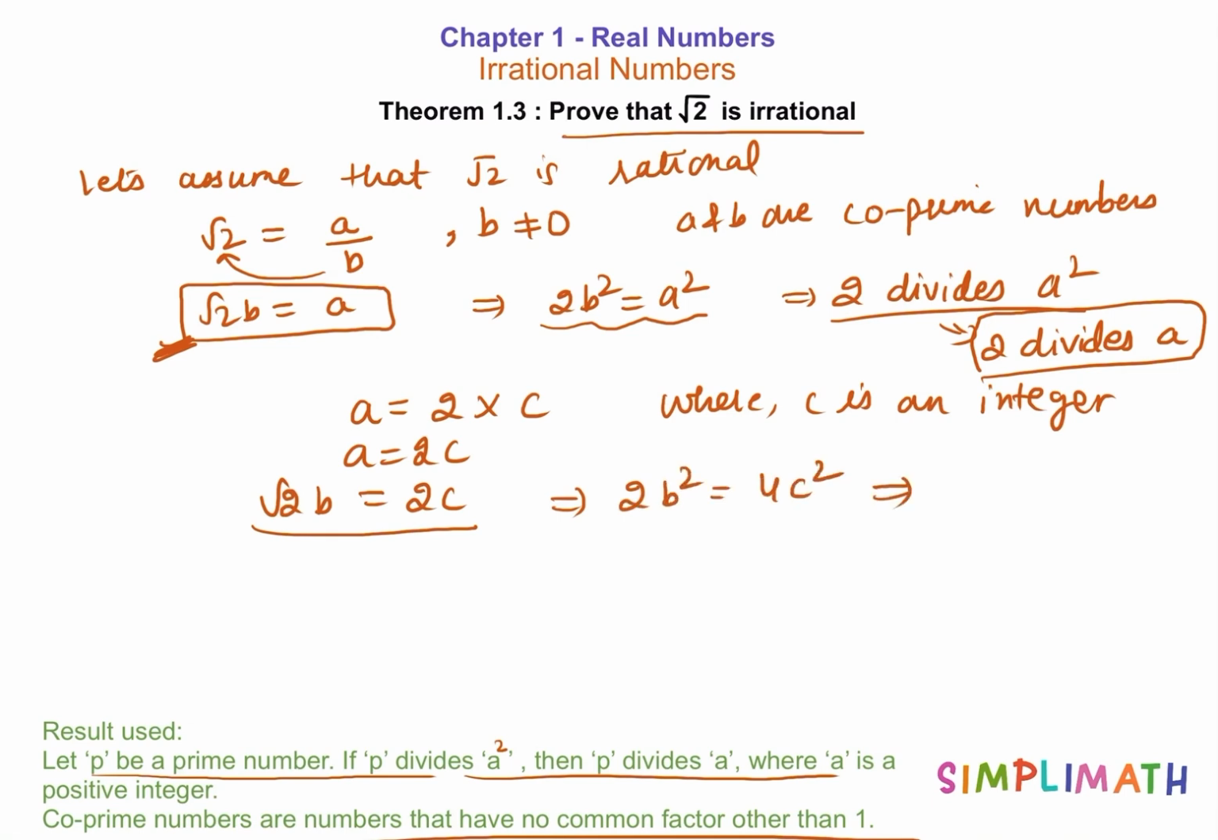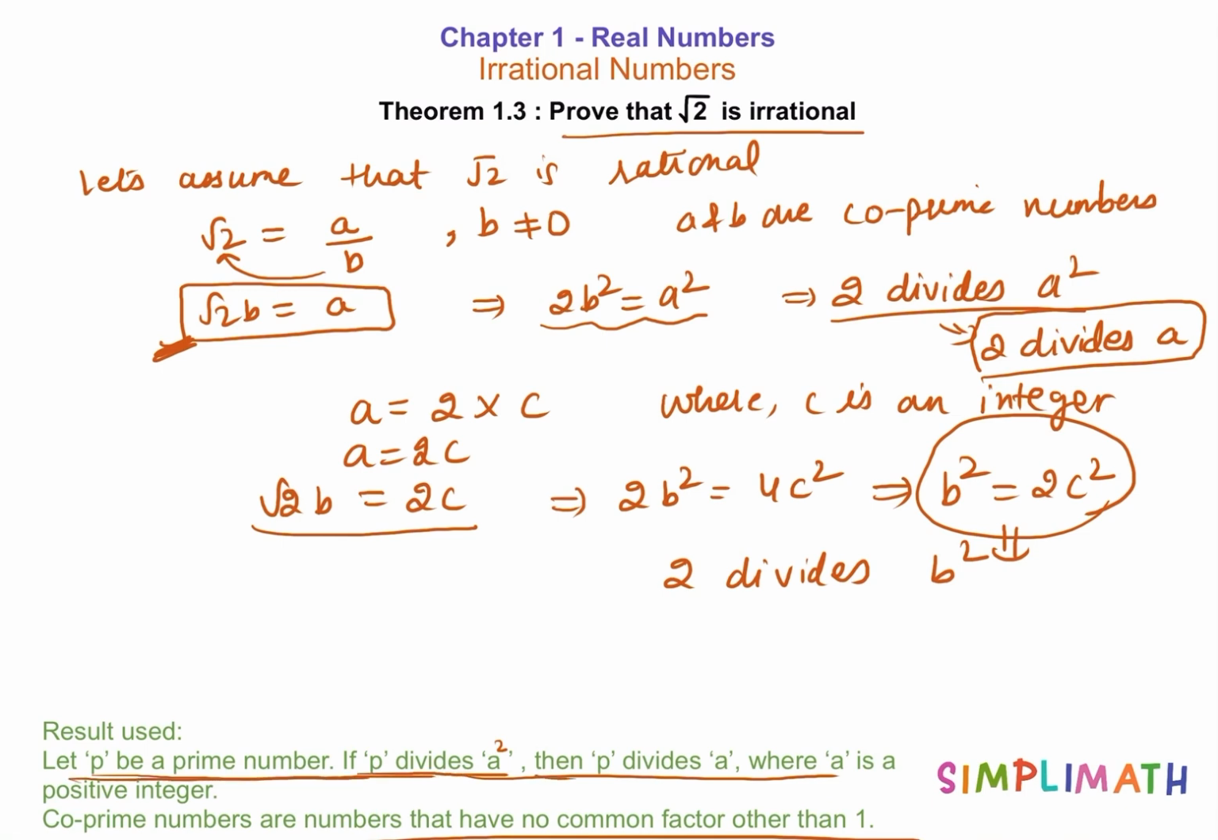Okay, and if we simplify the equation, we get b square equals to 2c square. So from this equation, what do we get? We get 2 divides b square, and again from this theorem that if p is a prime number and p divides a square, then p divides a. So what do we get from here? If 2 divides b square, we get 2 divides b, right? If 2 divides b square, 2 divides b.